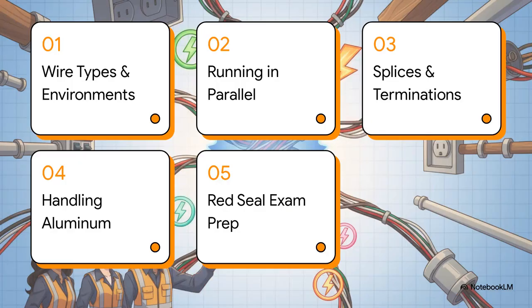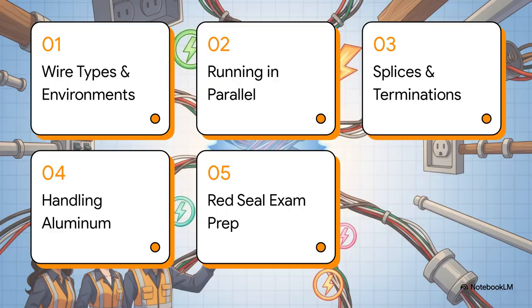Here is our roadmap to crushing the code today. We've got 1, wire types and environments, 2, running conductors in parallel, 3, splices and terminations, 4, handling aluminum conductors, and 5, a rapid-fire Red Seal exam prep. Following this structure is going to lower your cognitive load and give you exactly what you need.